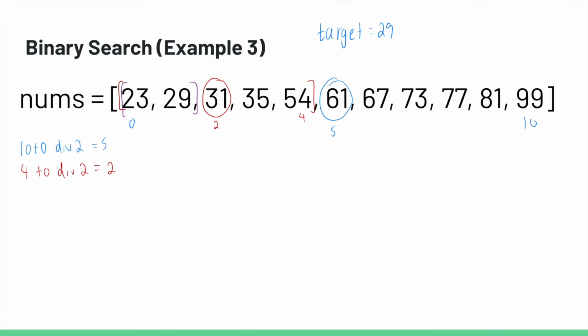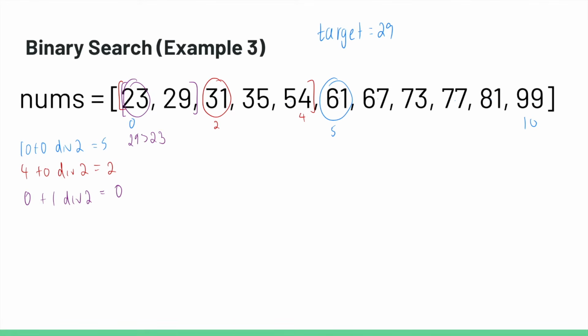Now we can choose either of these two elements. Again, we're probably going to choose the lower one, because we're going to have 0 plus 1 div 2, which is just going to be equal to 0. So we'll be right here at 23. And then we'll check, is 29 less than or greater than 23? And 29 is greater.